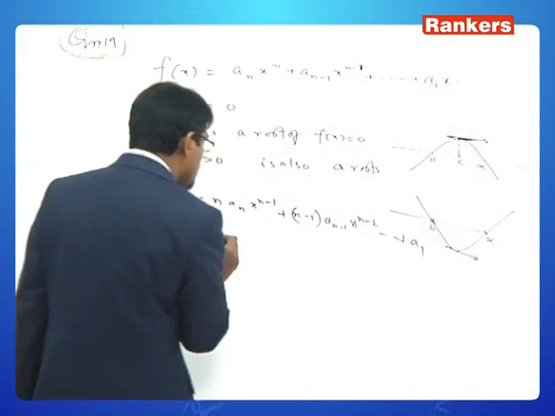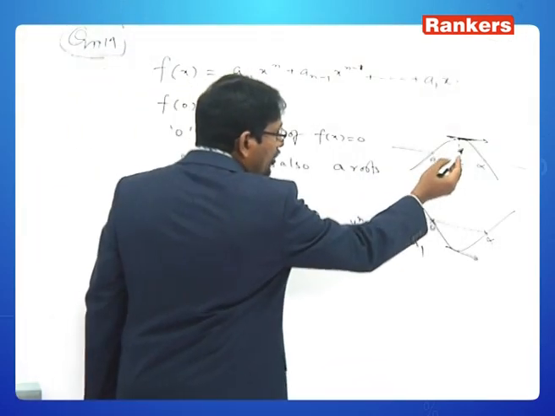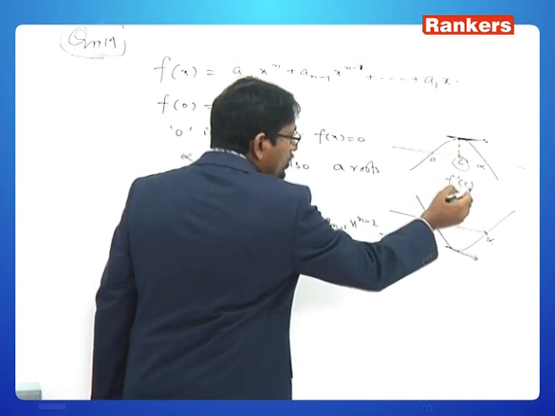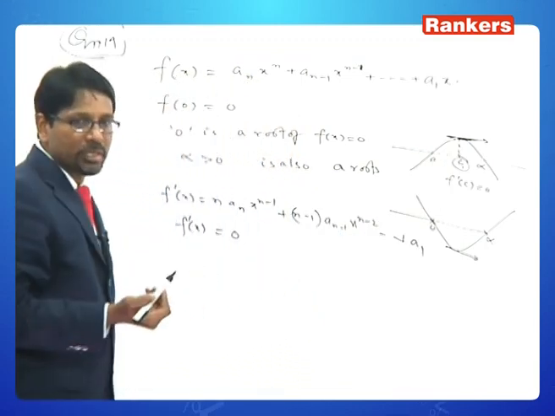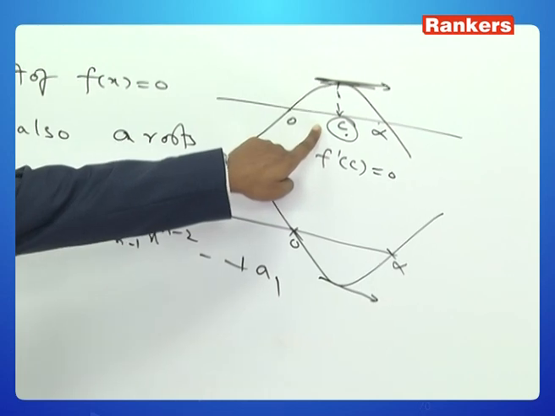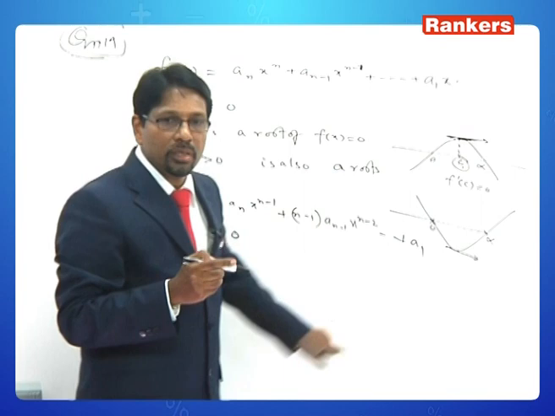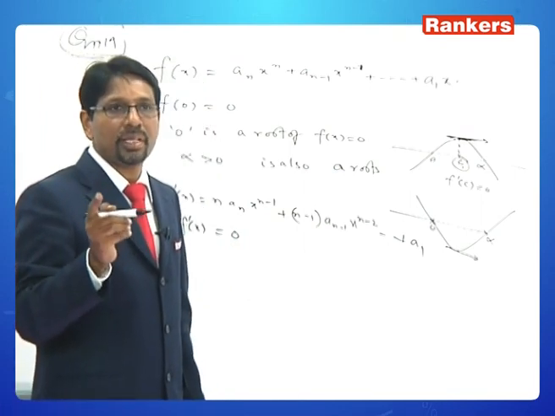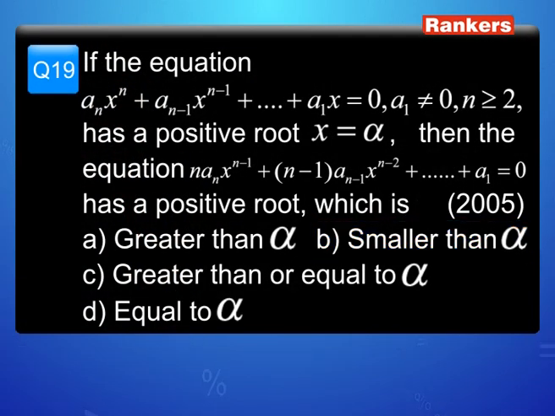So f dash of x equal to 0 is happening at c. F dash of c is 0. That c is lying between 0 and alpha. So c is a positive root for f dash of x equal to 0, and that is smaller than alpha. So the second equation has a positive root which is less than alpha. So what is the right option? The right option is answer B.